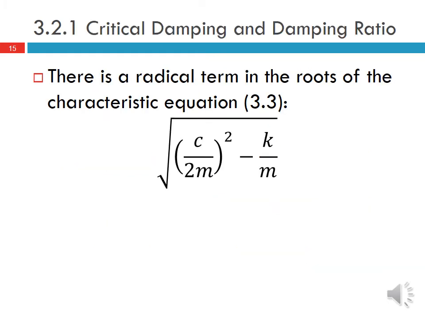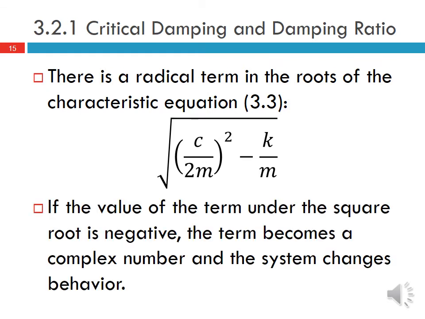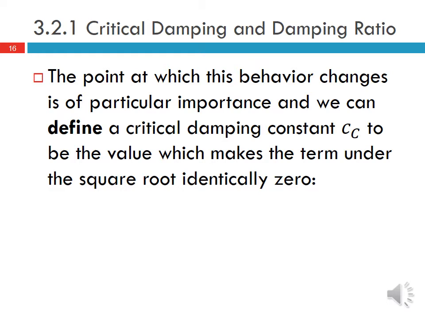Now we can notice that there's a radical, or square root term, in the roots of the characteristic equation. So we have this square root of c over 2m squared minus k over m term. We need to take a little bit of time to look at this term. If the value of the term under the square root is negative, then the term becomes a complex number and the system changes behavior. The point at which this behavior changes is of particular importance, basically when that term goes from positive to 0 to negative.